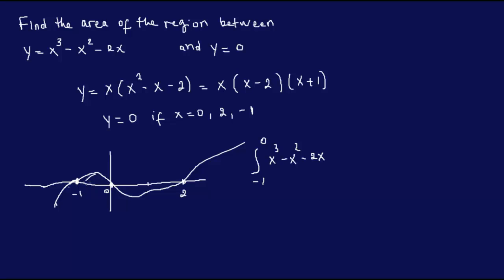So you subtract the area under this curve minus that to get, well, not intersection, but the region lying in between them. Minus the integral from 0 to 2, same thing.